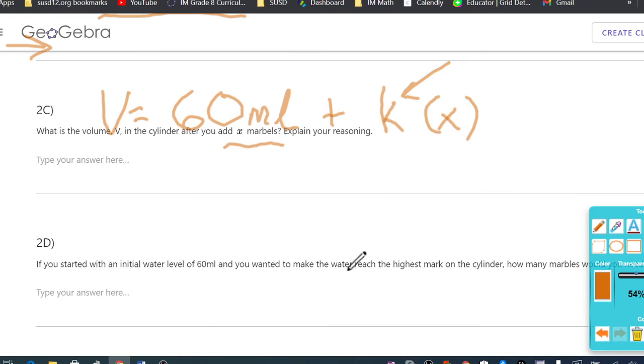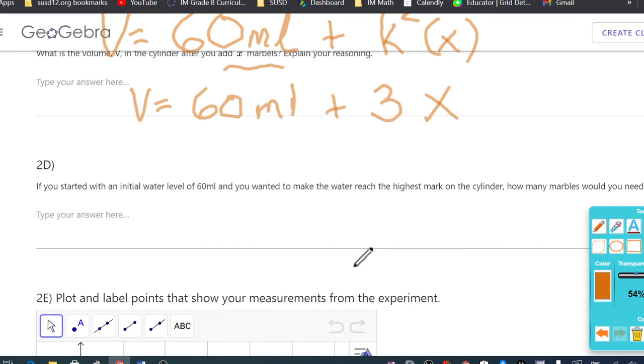So the volume in the cylinder after I add some number of marbles is volume equals starting with 60 milliliters plus 3 milliliters for every marble that I drop in. There you go. If you started with an initial water level of 60 milliliters and you wanted to make the water reach the highest mark on the cylinder, how many marbles would you need?